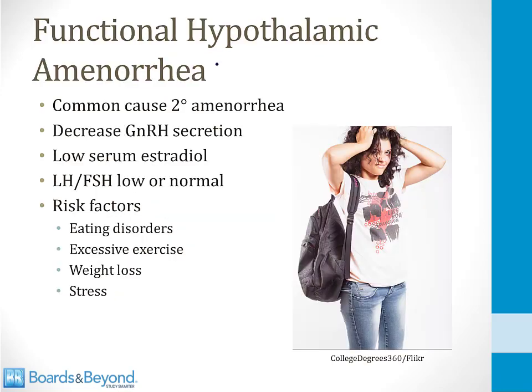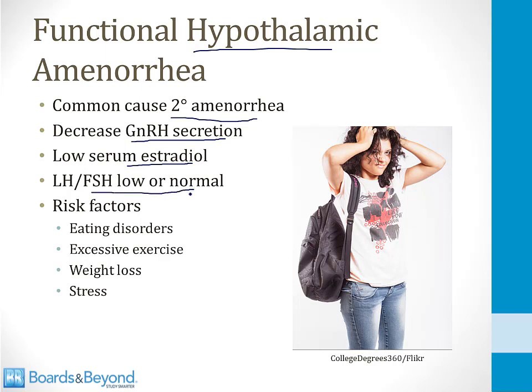I'll finish with this slide on a condition called functional hypothalamic amenorrhea. This is a common cause of secondary amenorrhea, especially among younger women. In this condition, there is decreased GnRH secretion from the hypothalamus. That's why it's called hypothalamic amenorrhea. The serum estradiol levels will be low, and the levels of LH and FSH will be low or normal.